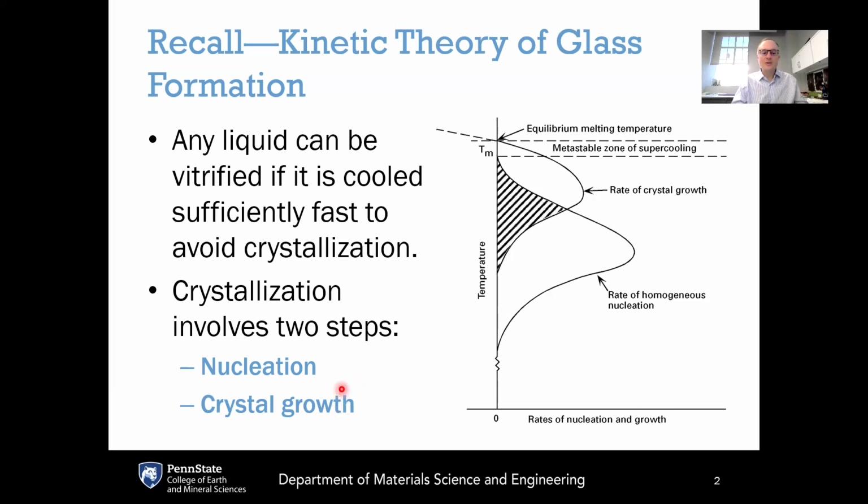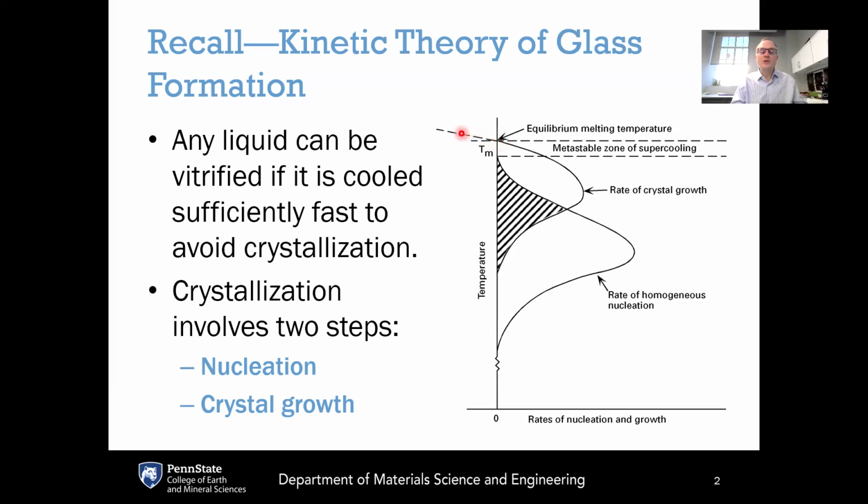And in order to get crystallization, we need to have both of these steps. And they must occur in this order. First, nucleation, followed by crystal growth. With the crystal growth rate, again, at the melting temperature, the crystal growth rate is 0. And that's because by definition, at the melting temperature, the Gibbs free energy of the liquid state is equal to the Gibbs free energy of the crystal state. So there's no thermodynamic driving force for crystal growth to occur.